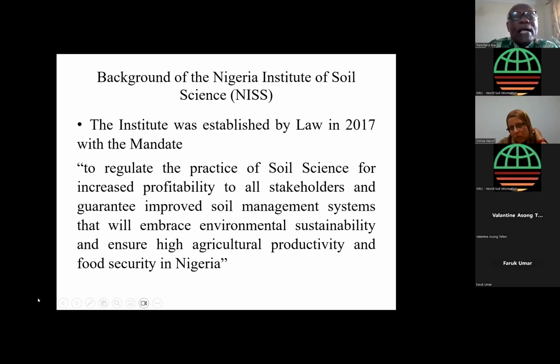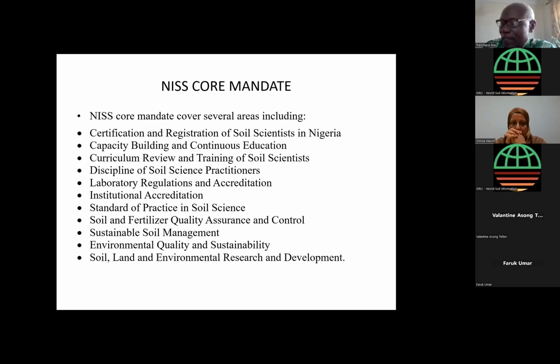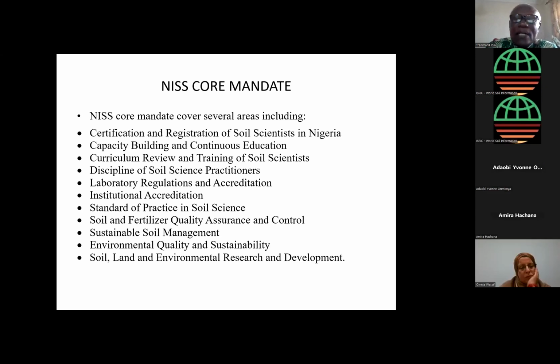The background of the institute, which was established in 2017, is that it has the mandate to regulate the practice of soil science for increased profitability to all stakeholders and guarantee improved soil management systems in Nigeria. And this has core mandates that include certification and registration of soil scientists in Nigeria, discipline of soil science practitioners, laboratory regulations and accreditation, institutional accreditation, standard of practice, soil and fertilizer quality assurance and quality control, sustainable soil management, environmental quality and sustainability, and of course, research and development in soil, land, agriculture, and environment.